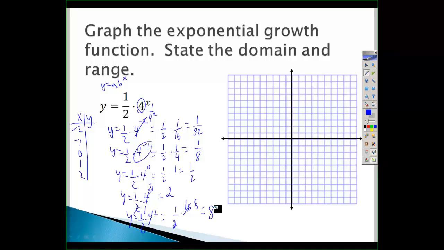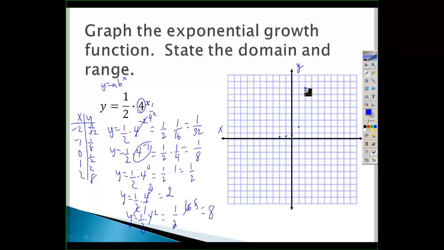Okay, so I'm just going to put those numbers in my t-chart here: 1/32, 1/8, 1/2, 2, and 8. I'm just going to plot them on my graph over here. X and Y. -2, 1/32. Okay, just barely above 0. -1, 1/8, just barely above 0, but a little bit farther away than the last point. 0, 1/2, 1, 2, and 2, 8. Right there, that guy.